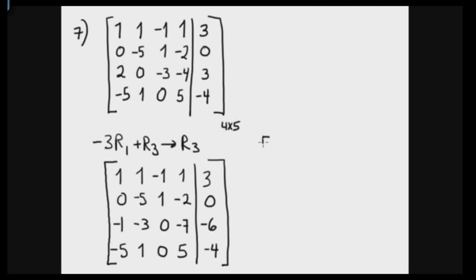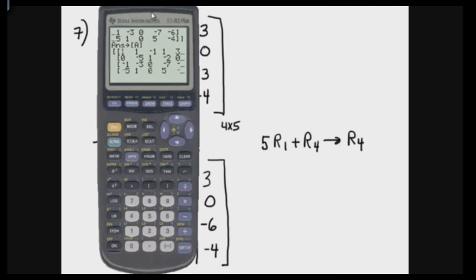The second is 5 times R1 plus R4, stored in row 4. Okay. So the only row that changes is row 4. Let me go to second matrix, math, special mathematics for the matrix, option B, which is after row plus. The factor is 5, comma A, comma 1, comma 4. Close the parentheses, press enter, final answer.